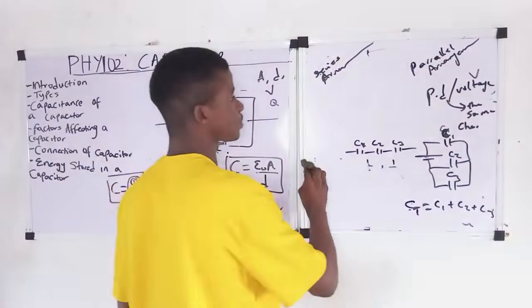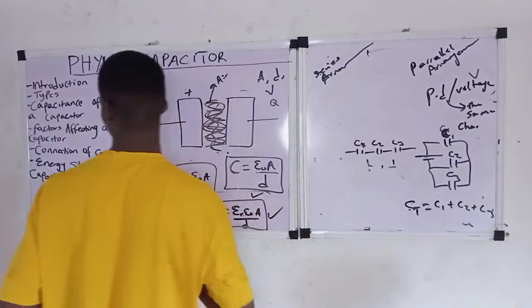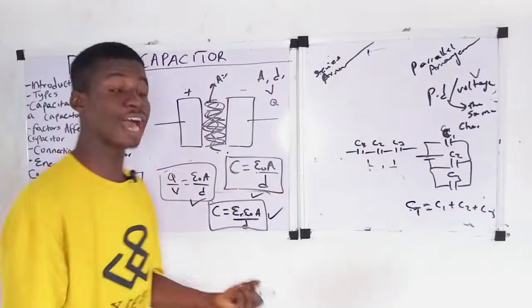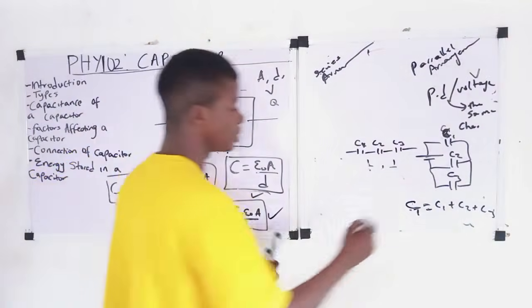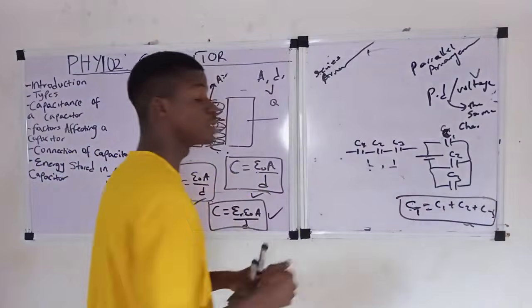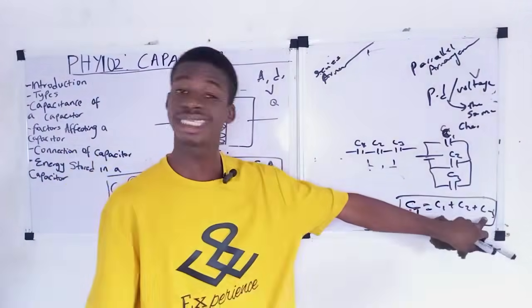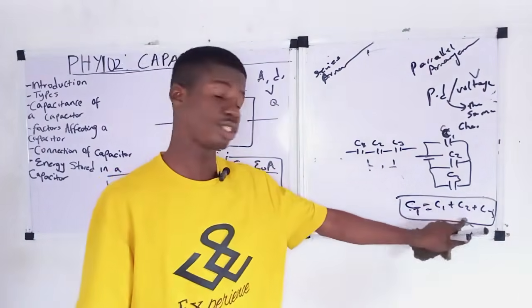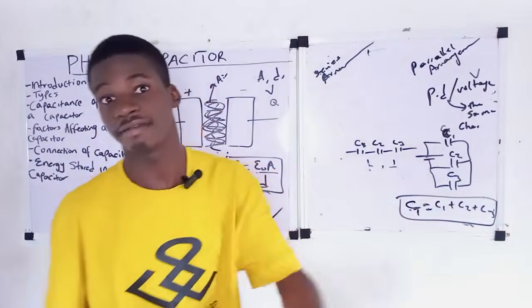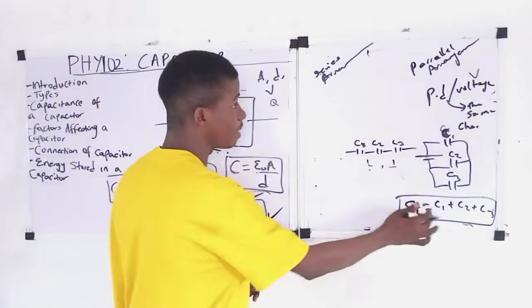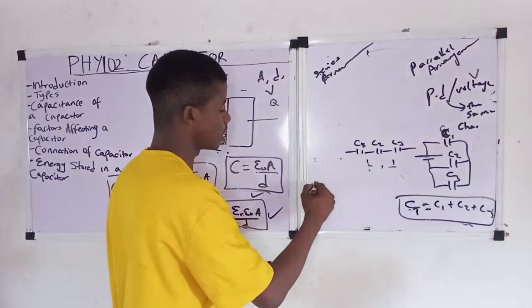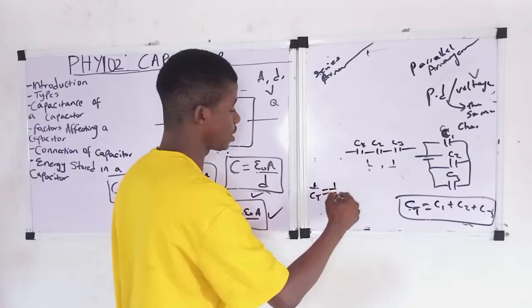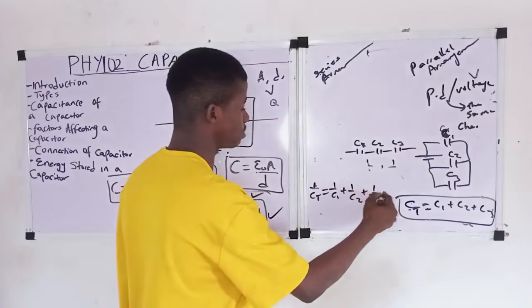All right, so that is all about connection of capacitors. I've given you the formula. In series arrangement, do something like this. It does not mean that it must end in C3. If there are 5 capacitances, you will have C1 plus C2 plus C3 plus C4 plus C5. So this is for parallel arrangement, and this one is for series arrangement.